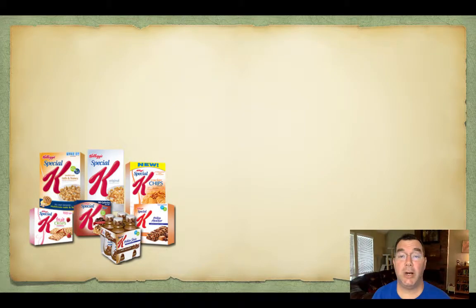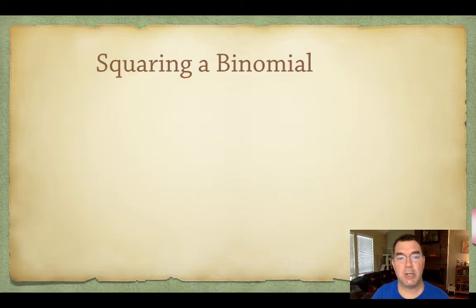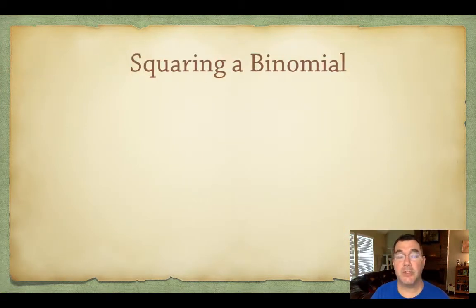Hello again. We are continuing our discussion of polynomials by talking about special things that happen when you multiply two polynomials together, and we call those special products. So let's get started. First of all, if I were to square a binomial, meaning multiply a binomial by itself, I want to know what the resulting polynomial would look like.